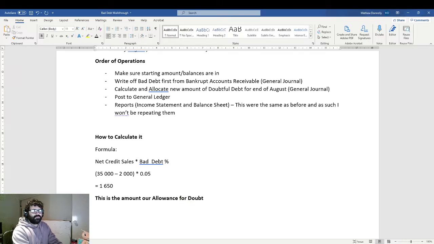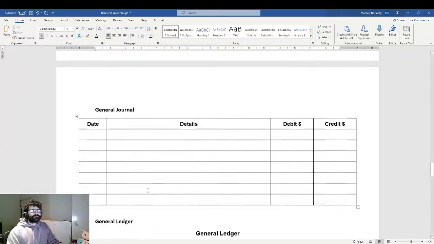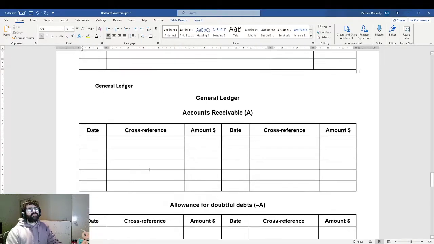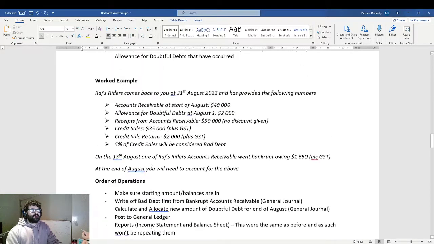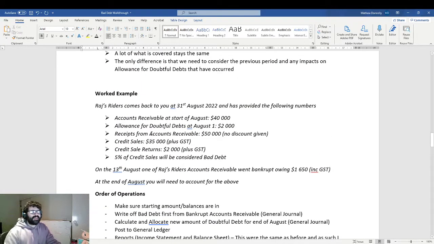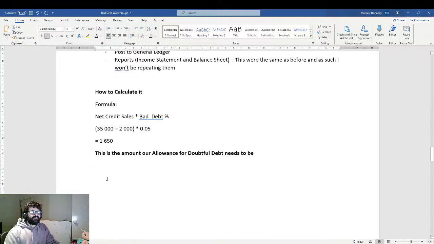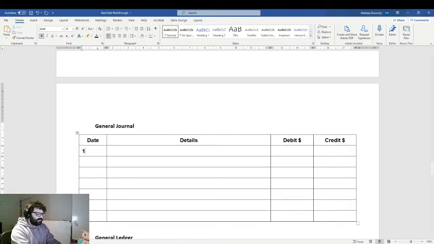For doubtful debt needs to be. So now let's put our general journal entries in. Let's start with the first one, which is cancelling or acknowledging the bankruptcy. So we go August 13, and we go accounts receivable.